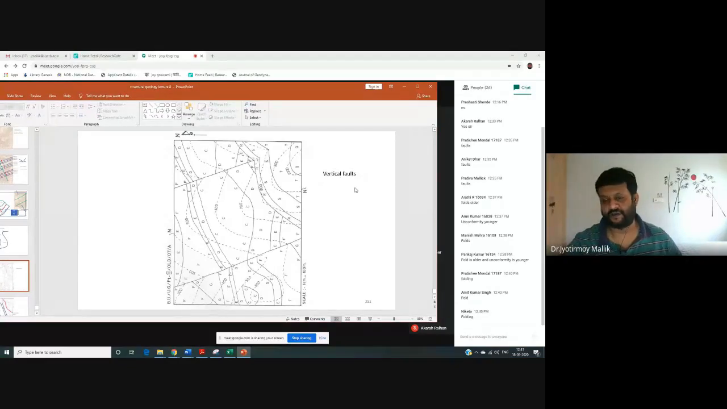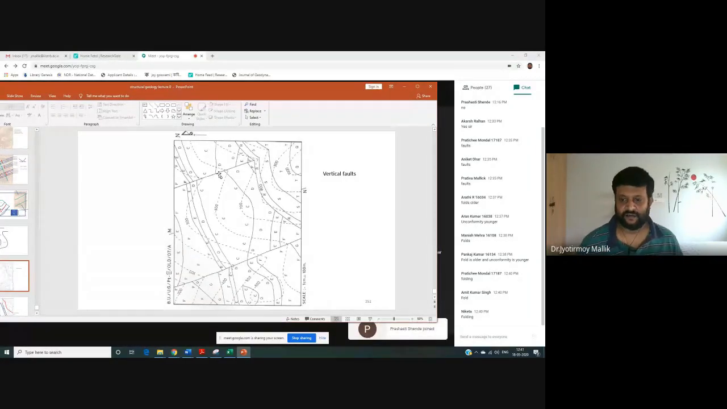They are vertical faults. Otherwise, if they had not been vertical, if they had been faults with some dip, then you would have seen these contour lines cut them at more than one place, depending on their dip. And we have already shown you in the previous classes how to calculate the dip of a fault. So these are vertical faults.